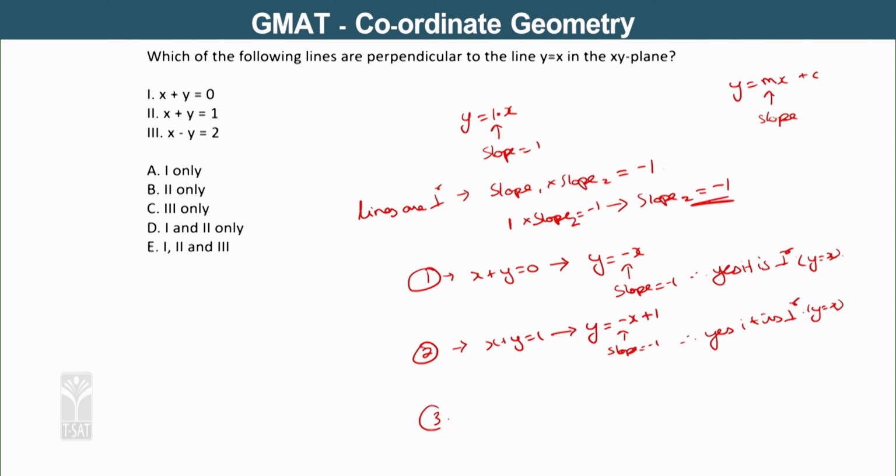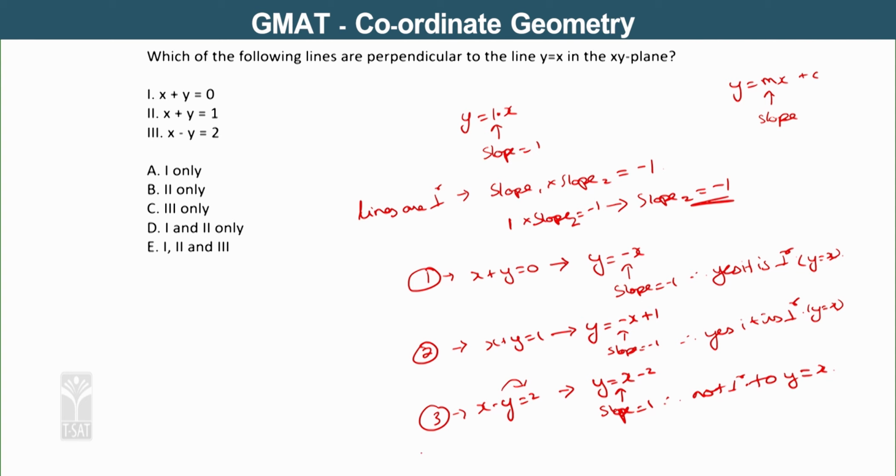Now, the third option that is given is saying that x minus y is equals to 2. Write it in the standard form. Taking y to one side and x to the other side, you will have y is equals to x minus 2. Here the coefficient is equals to 1, so the slope is equals to 1 here. Therefore, it is not perpendicular to y is equals to x.